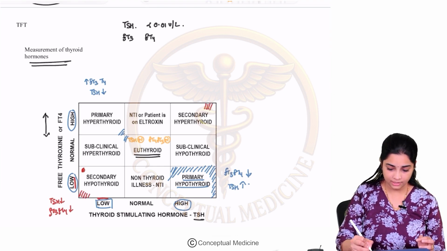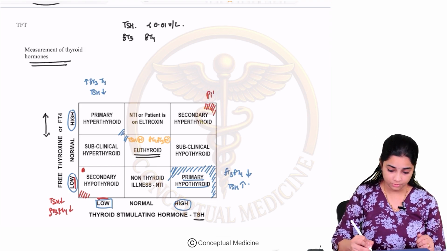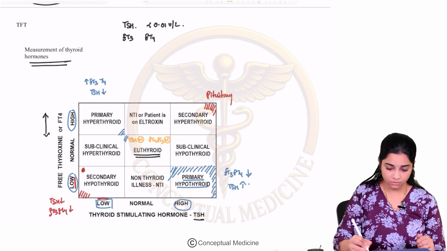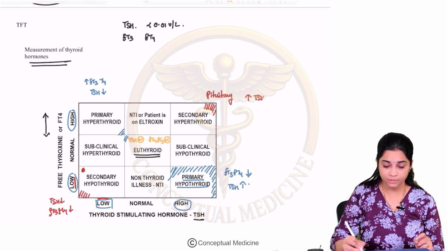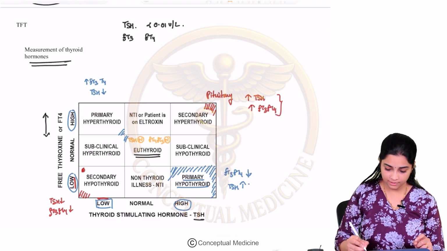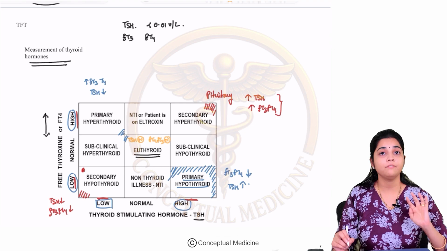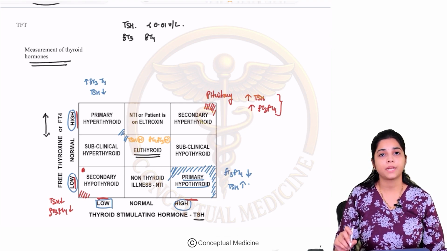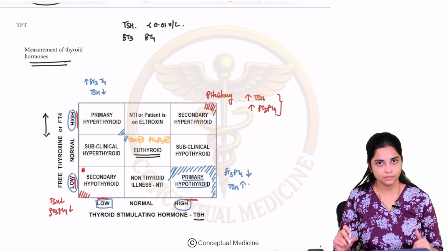Similarly, with your secondary hyperthyroid, this is a problem at the level of the pituitary. So, there is increased TSH from the pituitary and there is increased FT3 and FT4. Okay, that's why we are seeing TSH high, FT3, FT4 high. So, it's very, very important to differentiate primary and secondary hypothyroidism, primary and secondary hyperthyroidism.